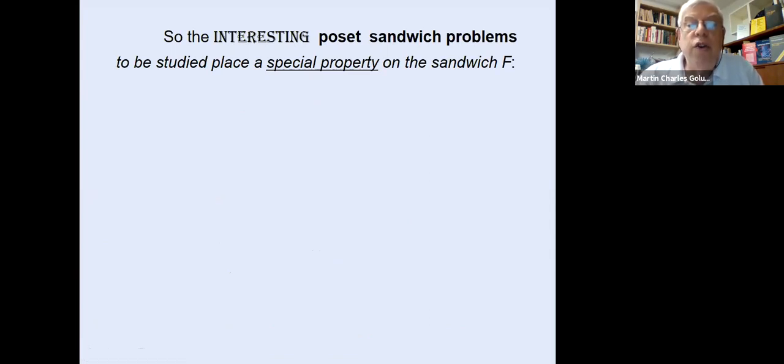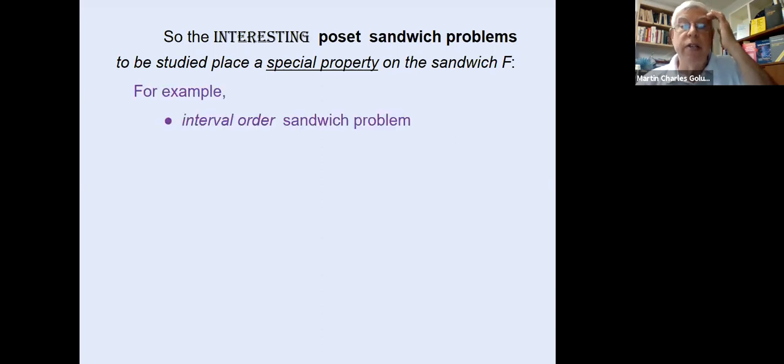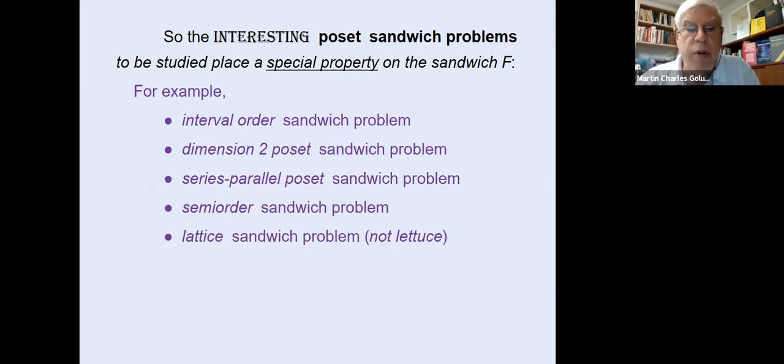So the interesting Poset sandwich problems to be studied were having special properties on the sandwich F. That is, it can't just be an arbitrary transitive orientation. We'll put extra properties on it and ask a bunch of questions. For example, the interval order sandwich problem, which we already said earlier in this lecture, is polynomial.